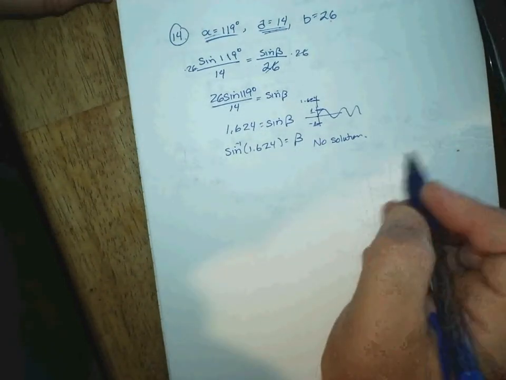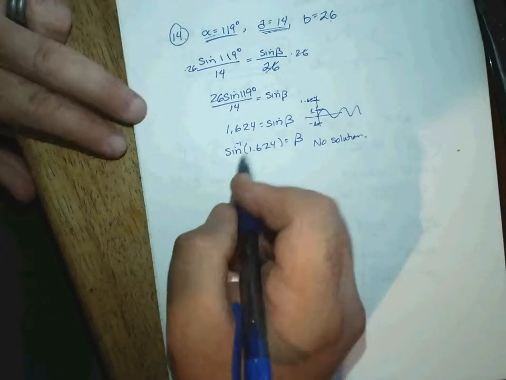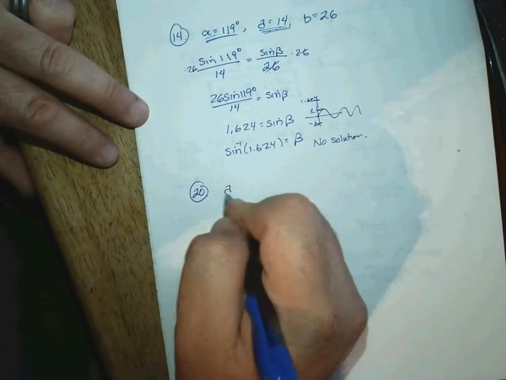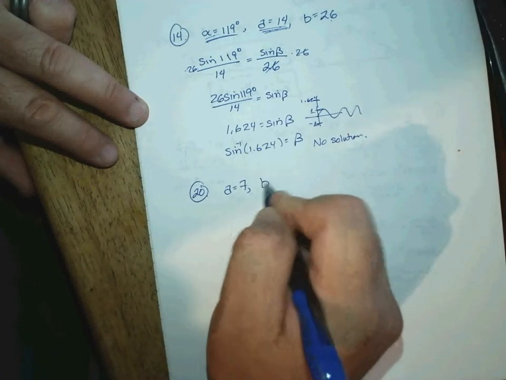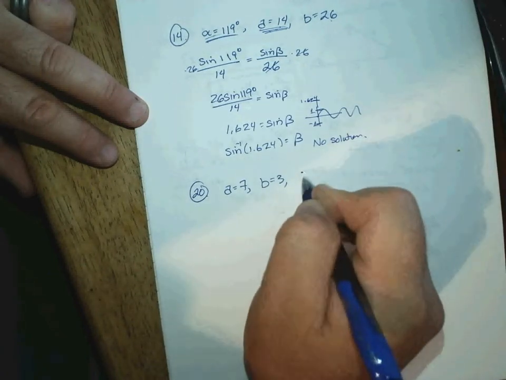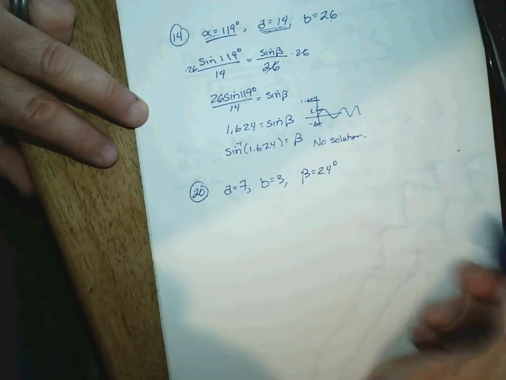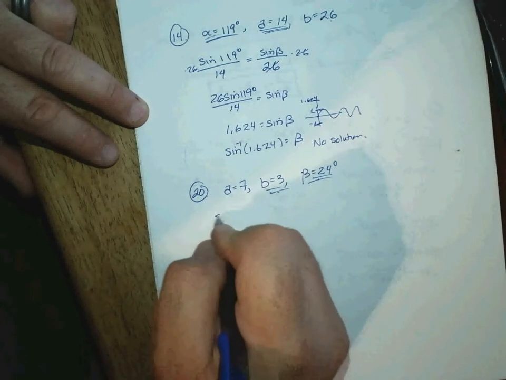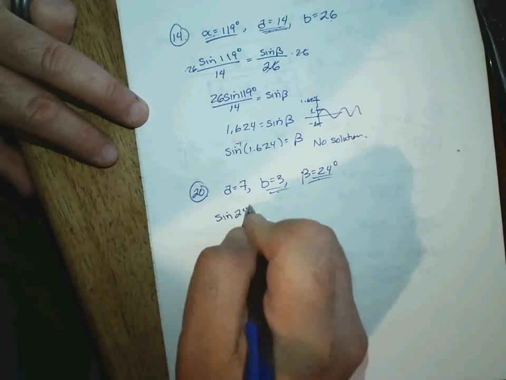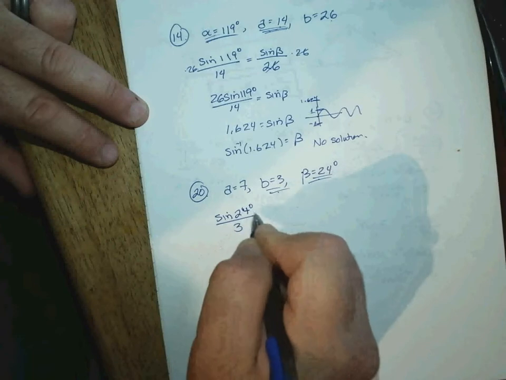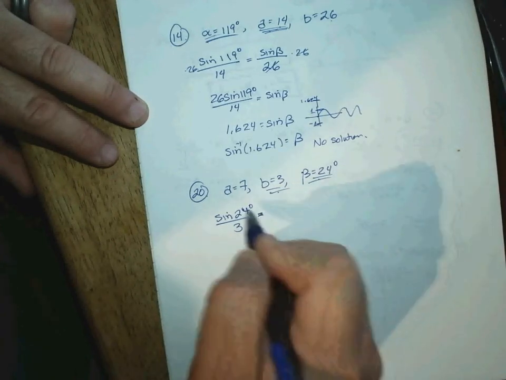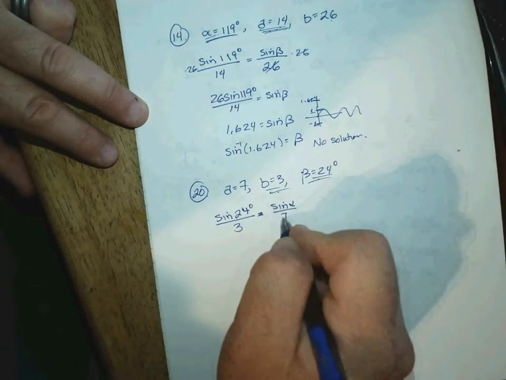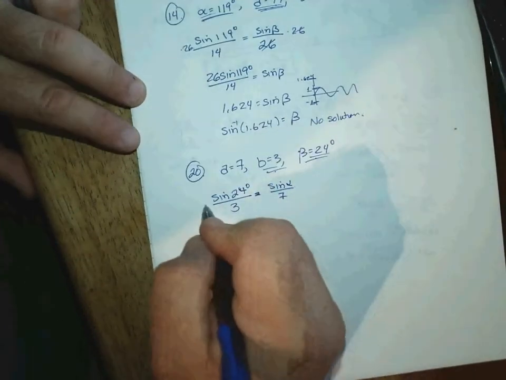Okay? All right, let's take a look at problem number 20. In 20, they tell us that side A has a length of 7, side B has a length of 3, and angle beta is 24 degrees. The side angle pair I have is B and beta. That's how I start the problem. The sine of 24 degrees over 3. What I want to compare that to is the A and the alpha, because I know the A. The sine of alpha over 7.